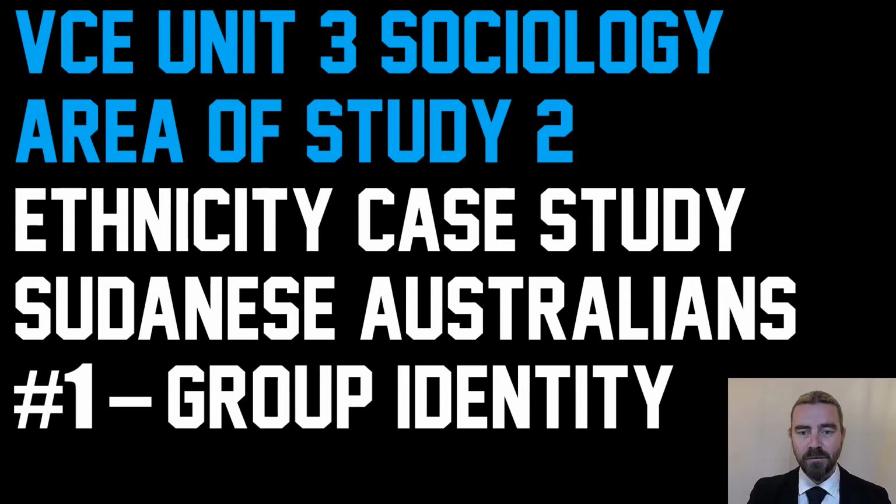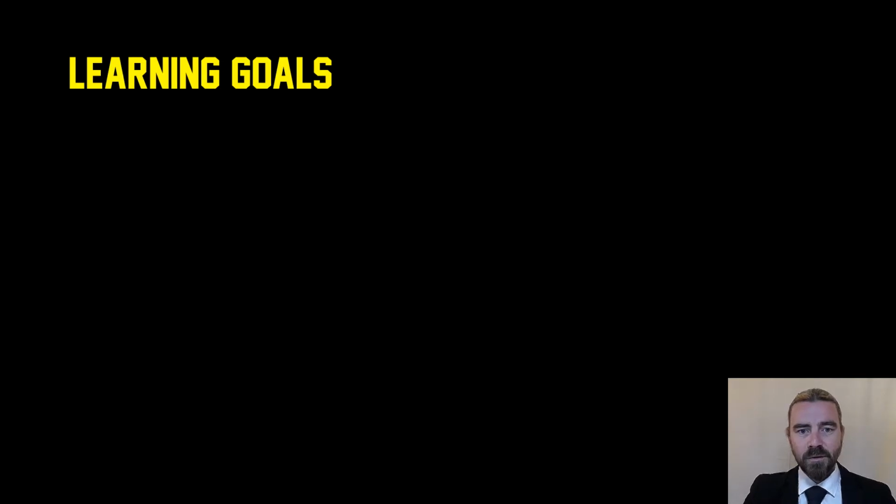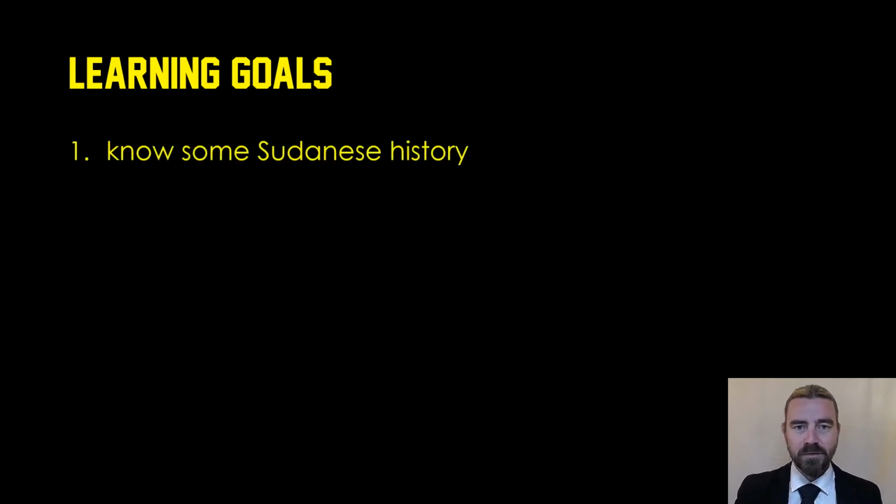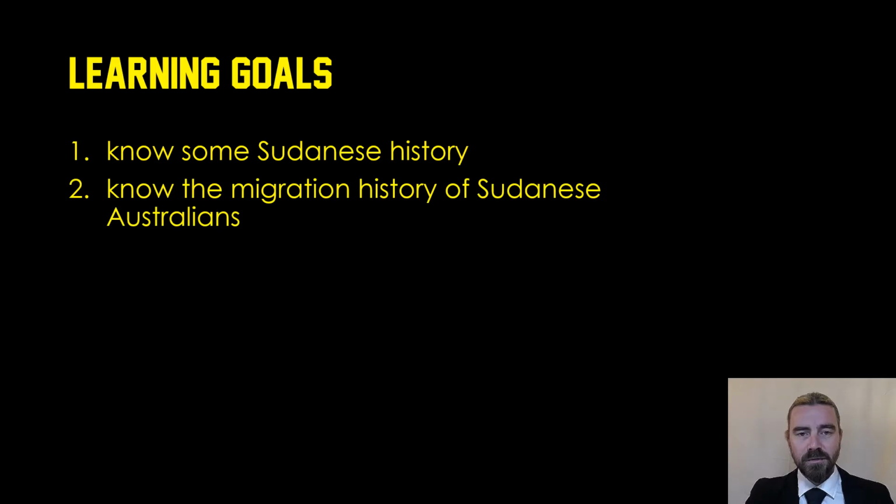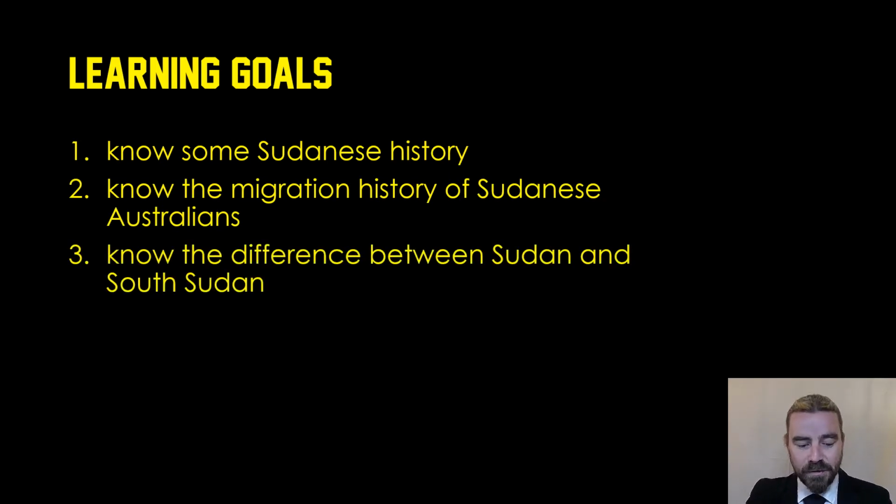Okay, so our first lesson is group identity. Our learning goals today are: you're going to know some Sudanese history, you're going to know the migration history of Sudanese Australians, and you're going to know the difference between Sudan and South Sudan.